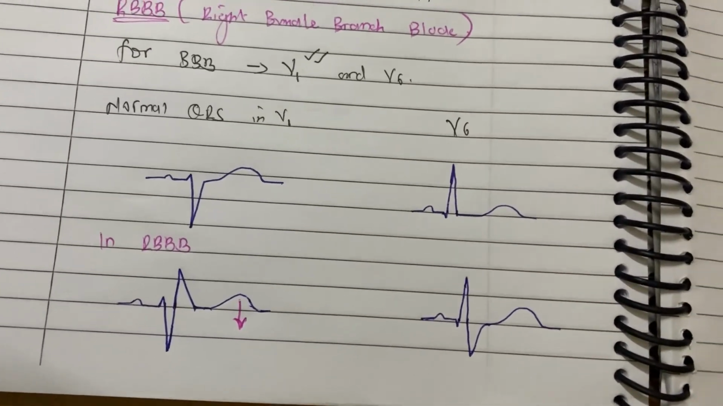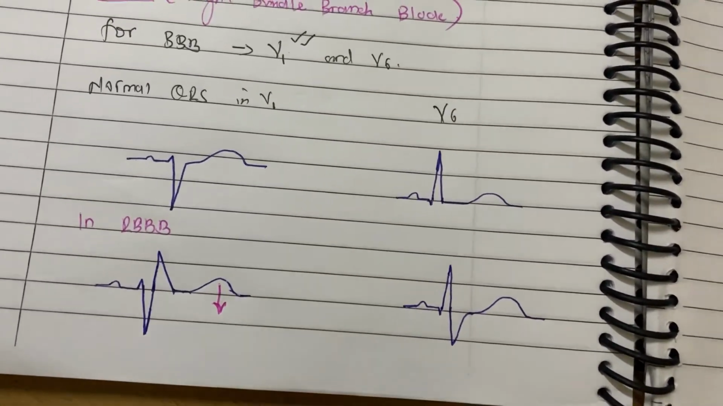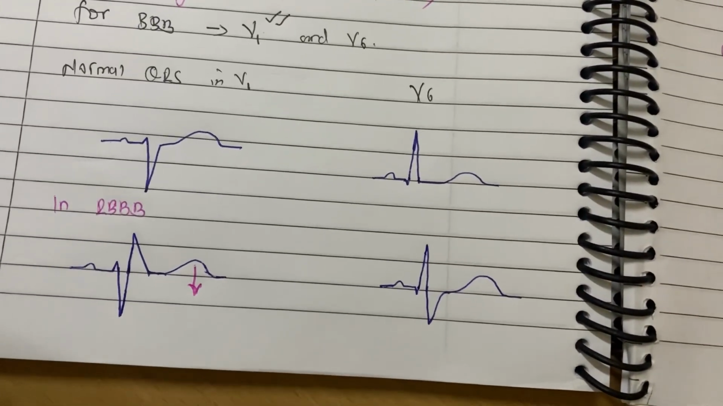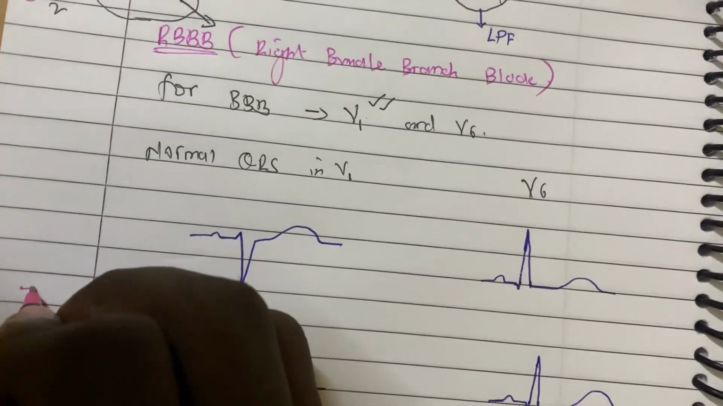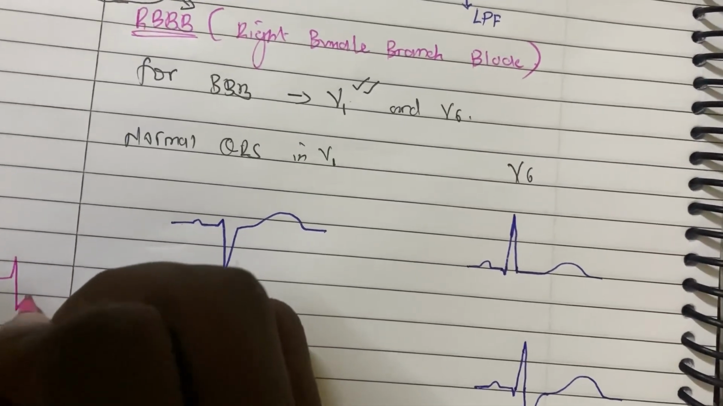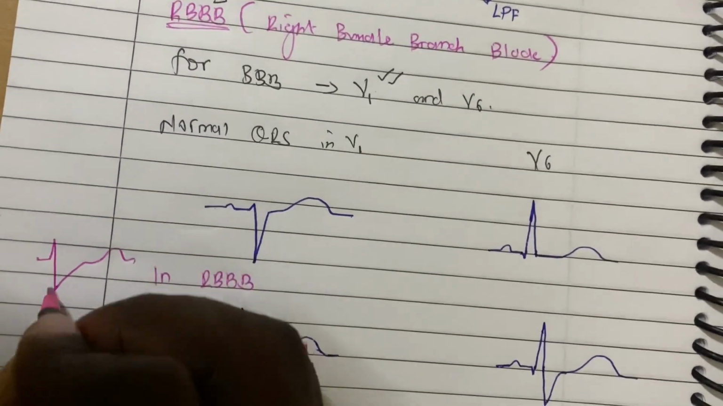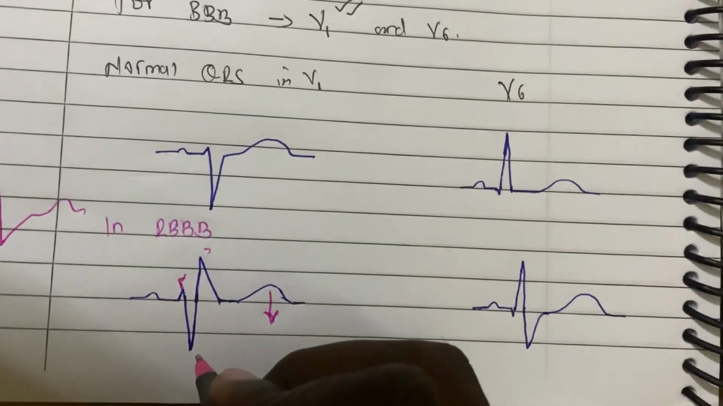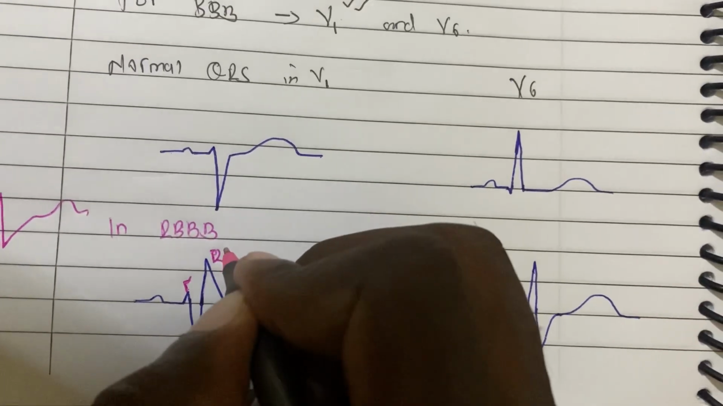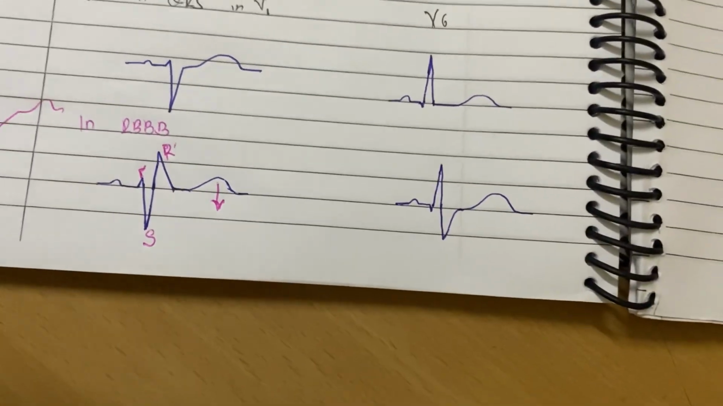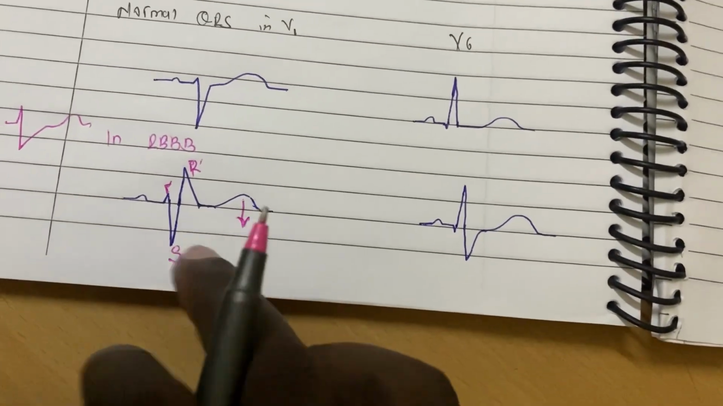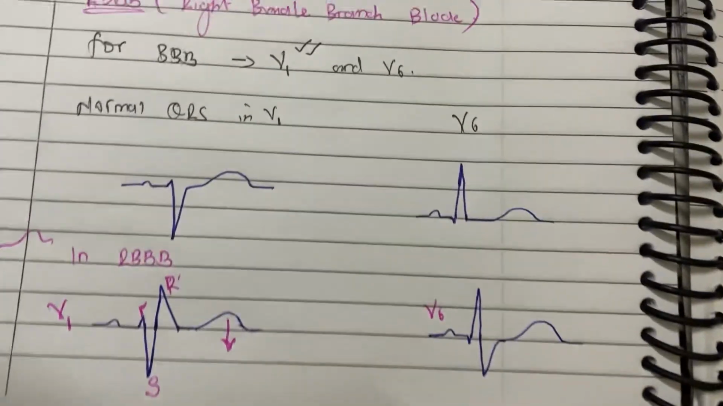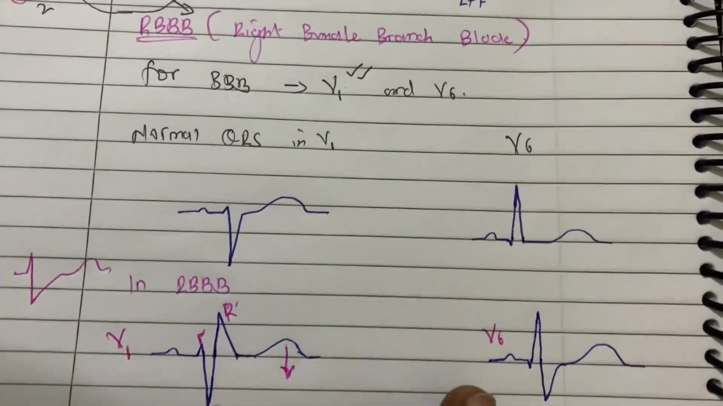You can check other leads like lead 1 and aVL. They will still show a slurred or wide S wave. They will have R wave and then something like that, S wave. So this is R, S, R prime pattern, rabbit ear pattern in V1. So this is V1 again, this is V6. So this is the pattern in right bundle branch block.